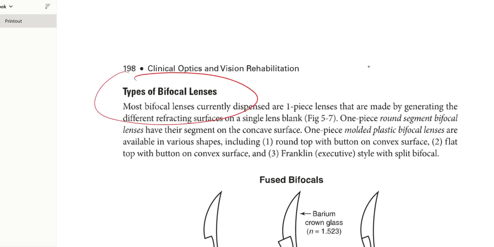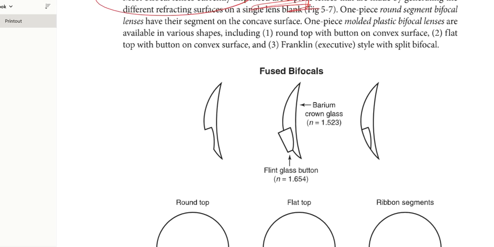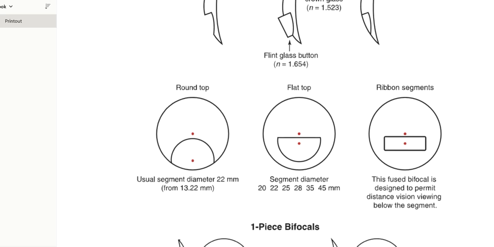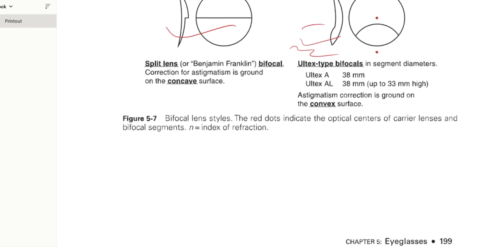Bifocals. Important. Okay. From where you will see the diagram, fused bifocals. And what are bifocals? Please read all these types.